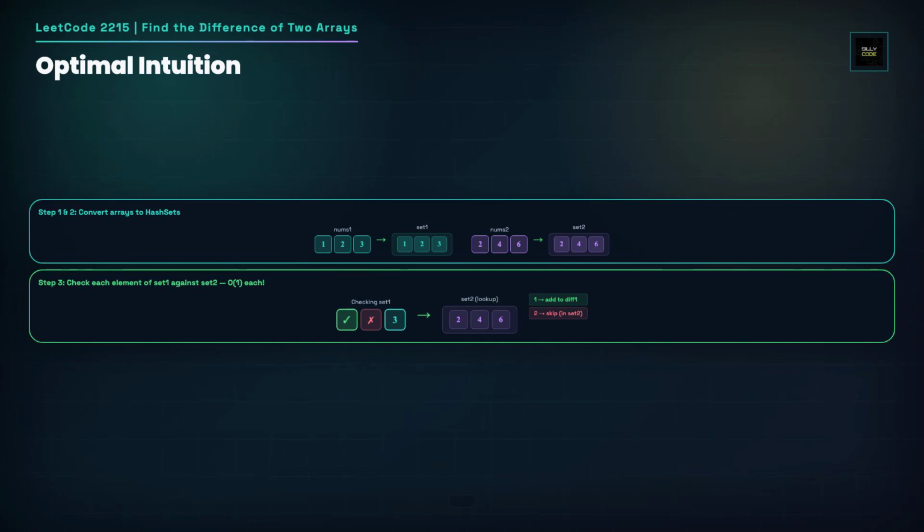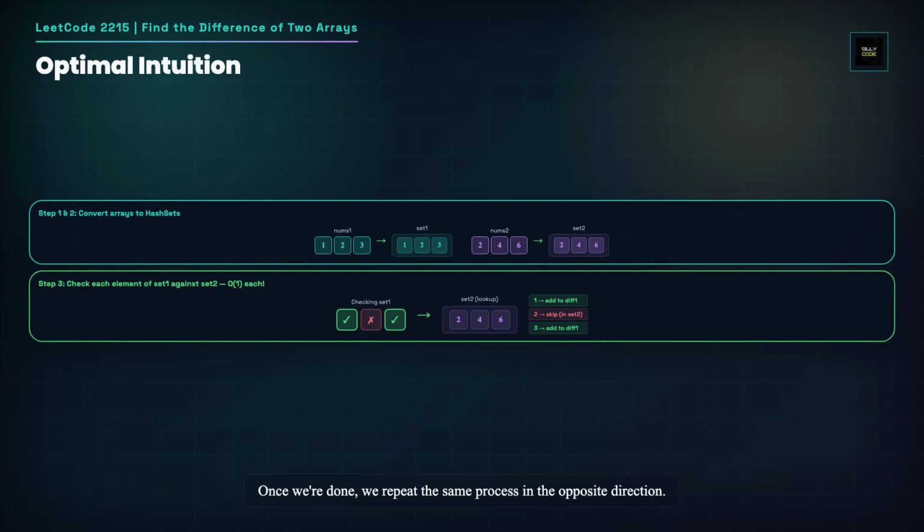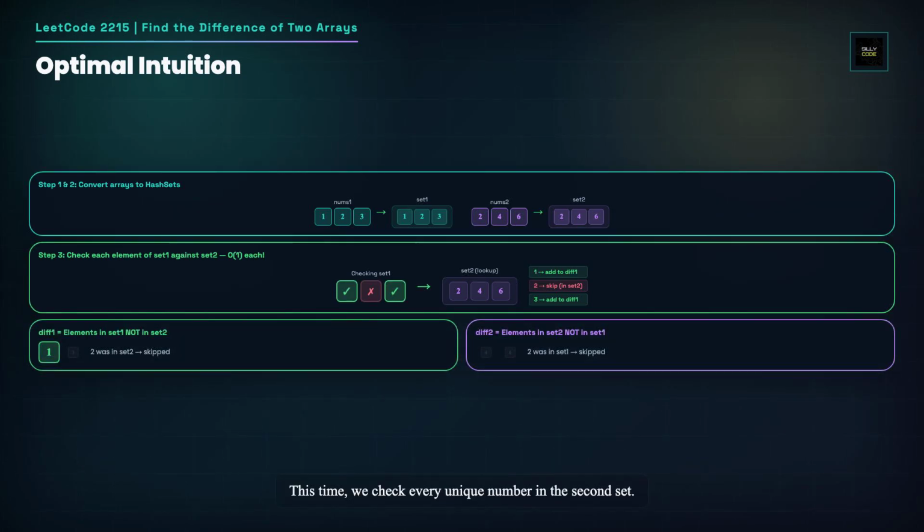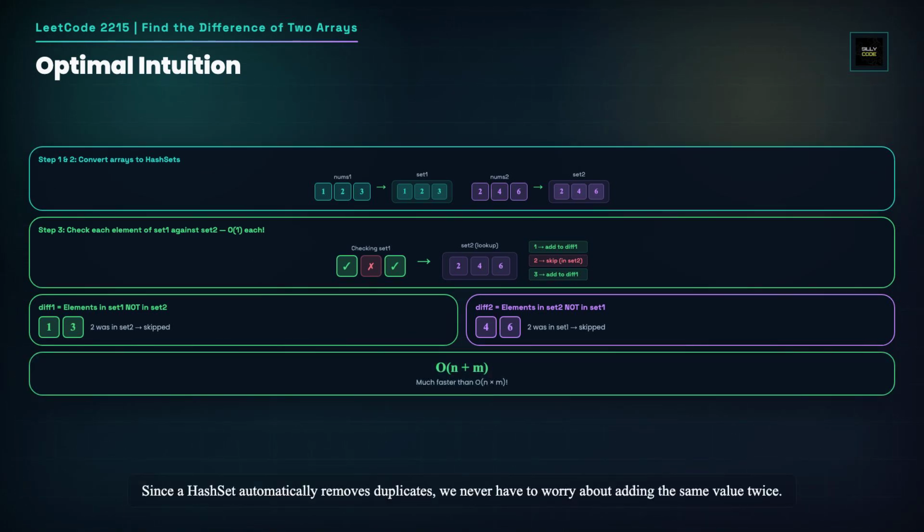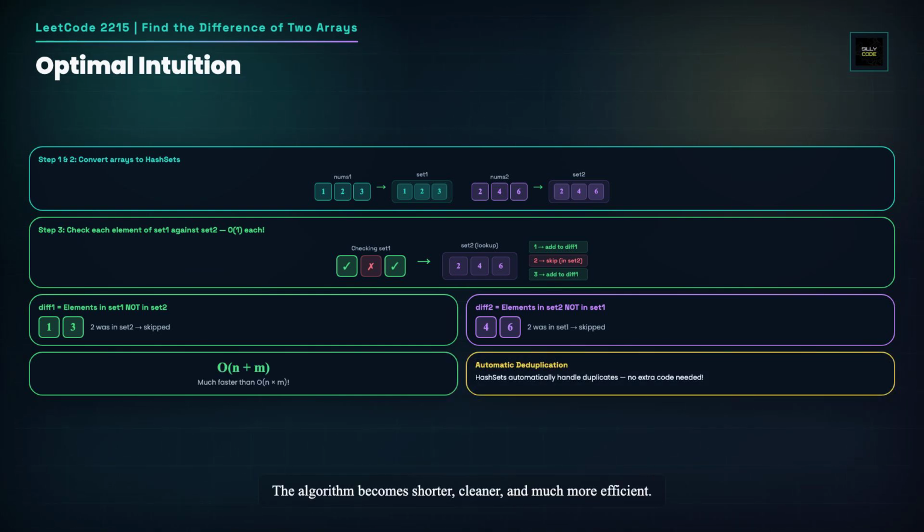Once we're done, we repeat the same process in the opposite direction. This time, we check every unique number in the second set. If it doesn't exist in the first set, we add it to the second answer. Since a hash set automatically removes duplicates, we never have to worry about adding the same value twice. The algorithm becomes shorter, cleaner, and much more efficient.